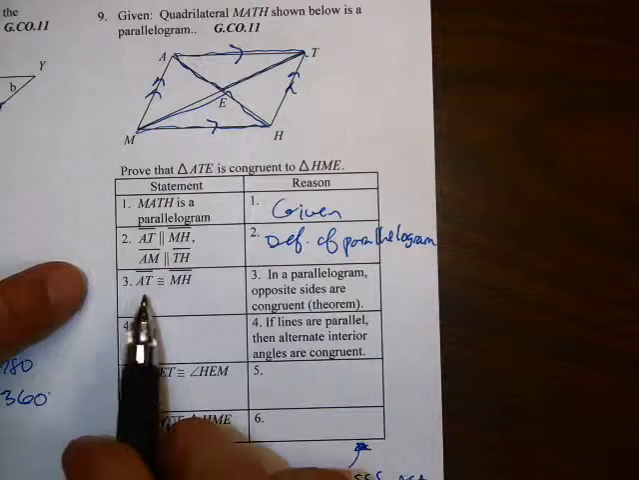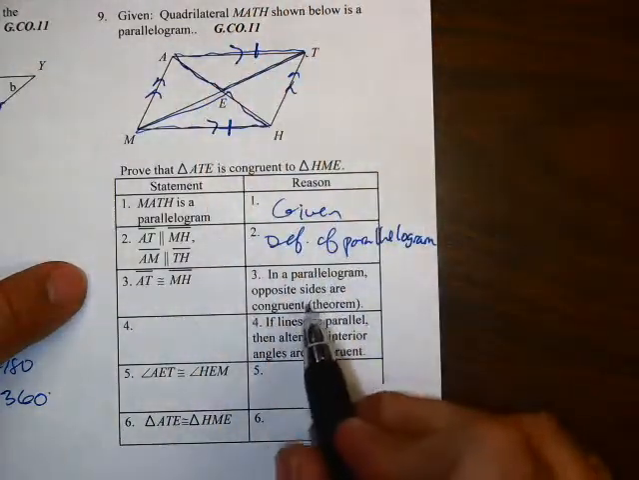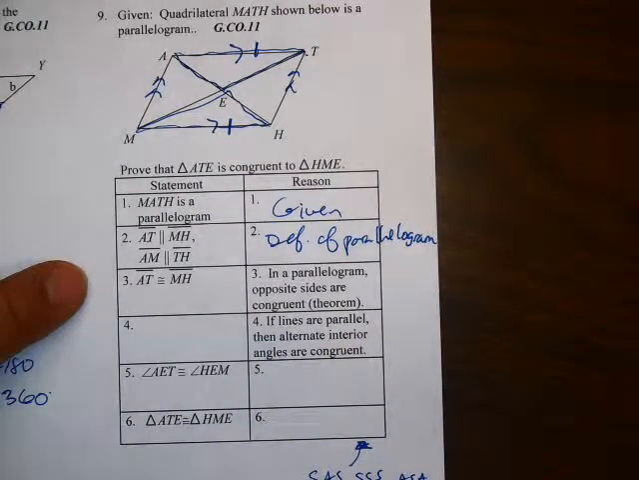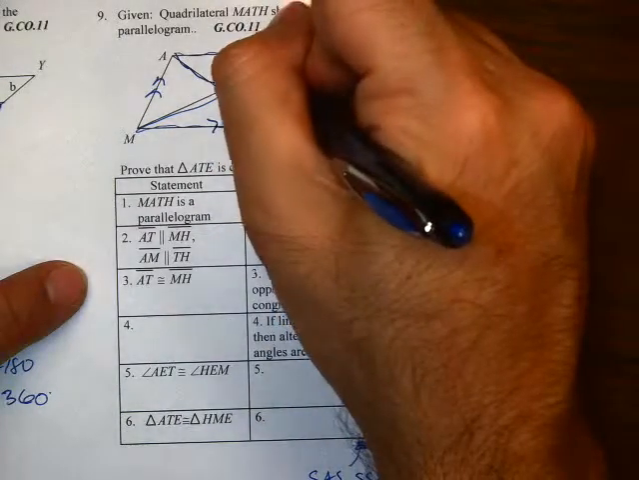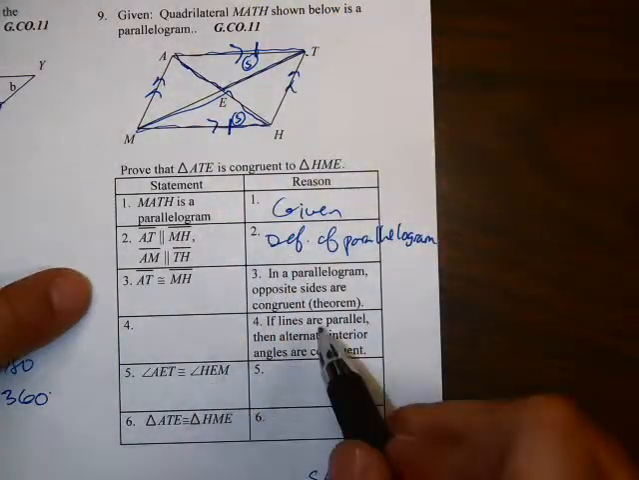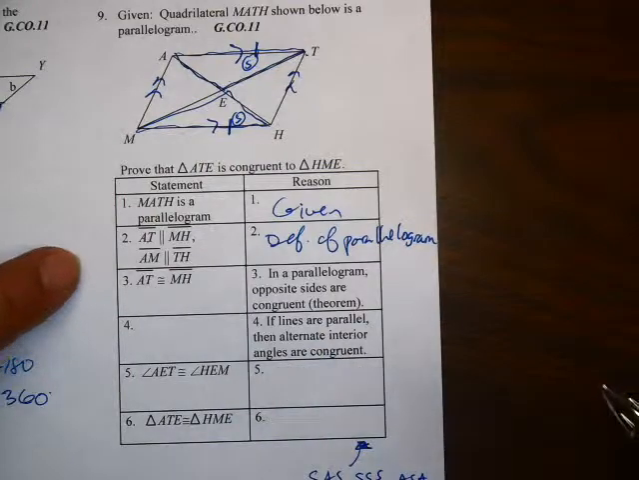Now they give us AT is congruent to MH. AT, MH in a parallelogram: opposite sides are congruent. It is a theorem that has been proven in parallelograms. So we've got a pair of sides that are congruent. I put a little S for sides. Number 4: if lines are parallel, then alternate interior angles are congruent.